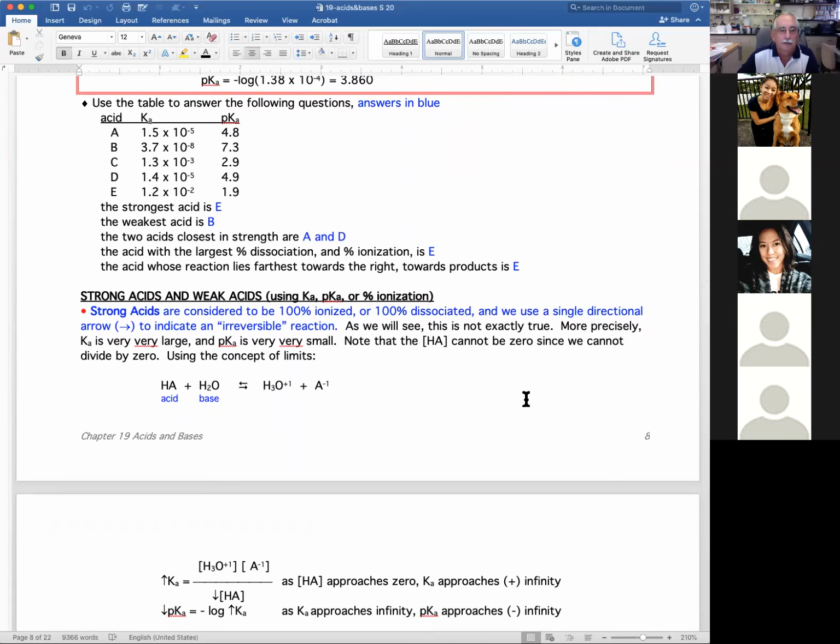So here's the kind of thing that numbers are good for. I have a list here of acids with their Kas and pKas. The strongest acid would be what? One with the largest Ka, which would be E, or the smallest pKa, which is also going to be E. The weakest acid will be one with the largest Ka. Okay. I'm sorry, I said that wrong. With the smallest Ka and the largest pKa.